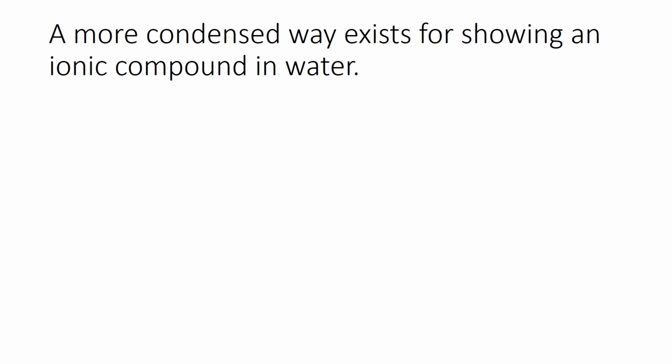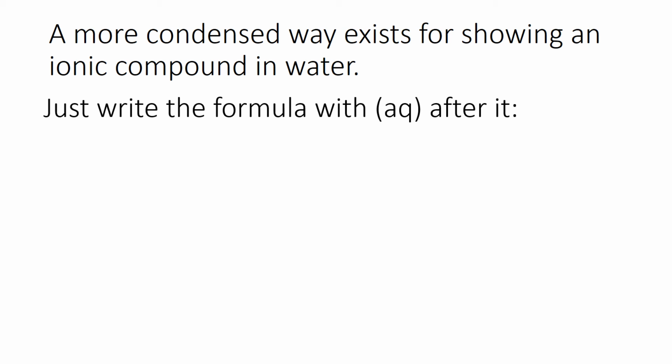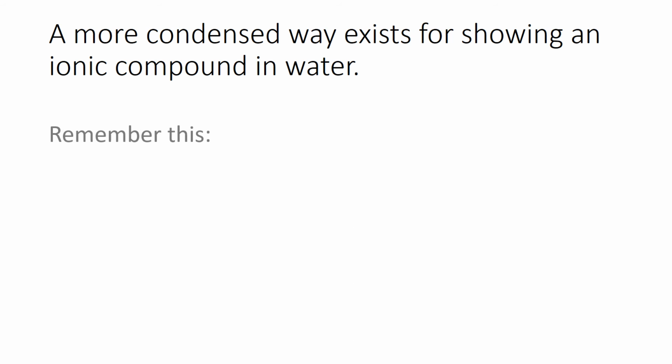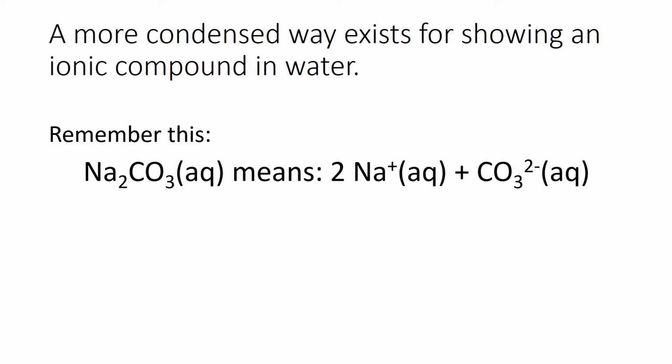Now, in the previous slide, we showed the ions separated in solution. We can also write it in a more condensed form by just taking the whole formula together and putting an AQ after it. So this is exactly the same as what we've written before. It's just a little more condensed way of writing it. But keep in mind that when we put the AQ after the symbol for the compound, that means that it dissolved in water. And because it dissolved in water, it went into solution as the separated ions.